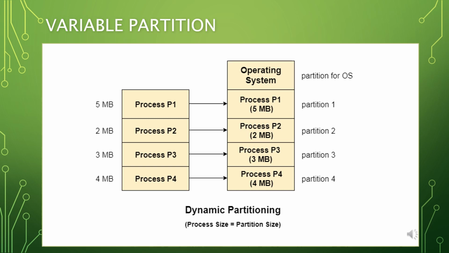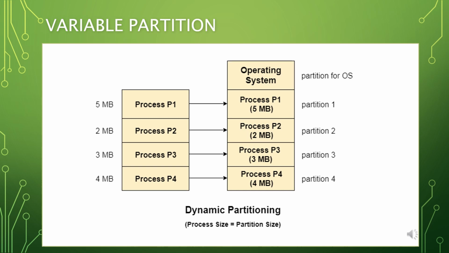At any time, any partition may be free or allocated to some process. Also, in variable partitioning, the starting address of the partition is not fixed. It can be anything, whereas in fixed partitioning it was fixed because you knew the size and where it was going to end. So, variable partitioning has a simple problem of external fragmentation.